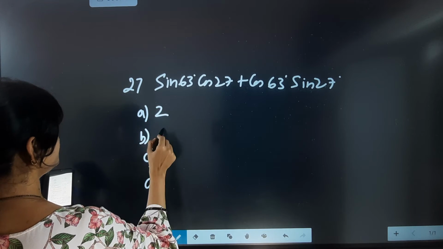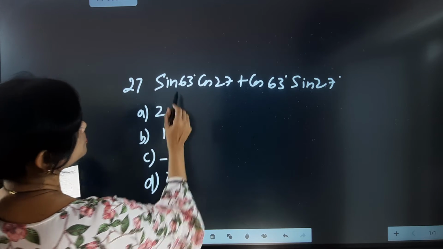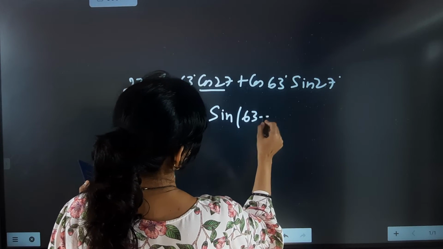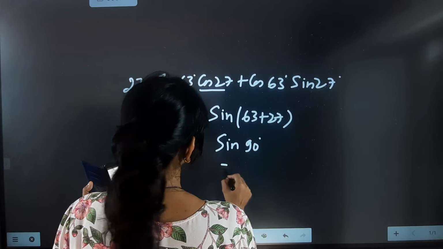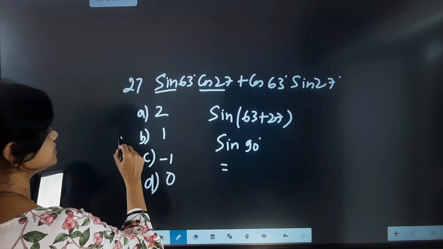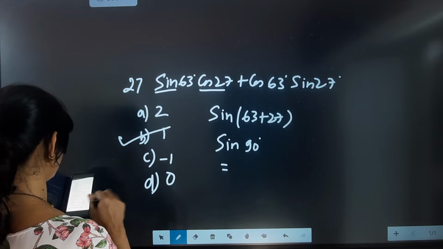Options are 2, 1, minus 1, 0. So sin A cos B plus cos A sin B will become sin(63 plus 27), so sin 90 degree. Sin 90 degree value is 1, because 63 plus 27 is 90. So B will be the answer.